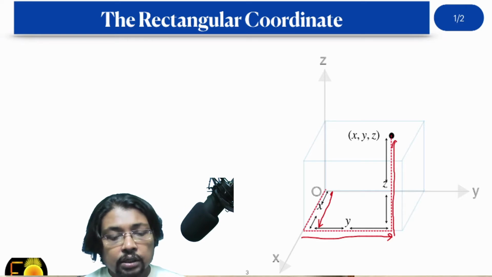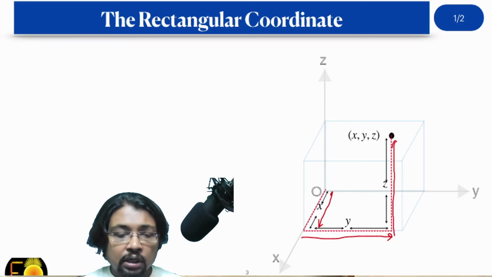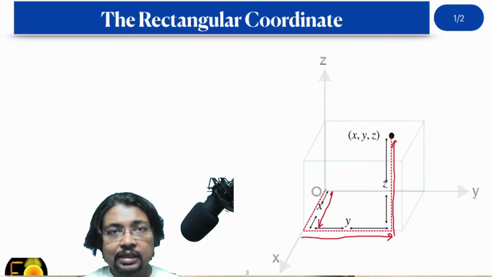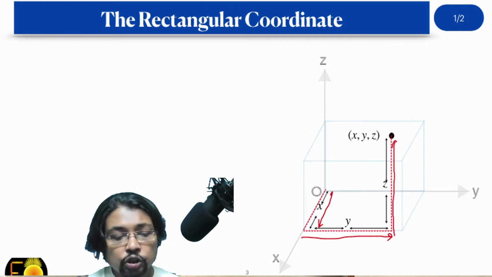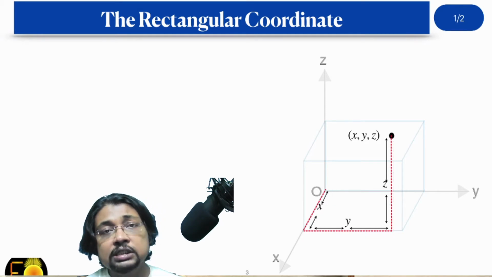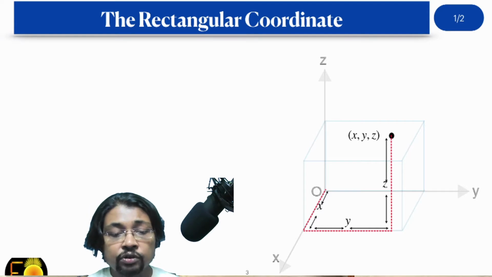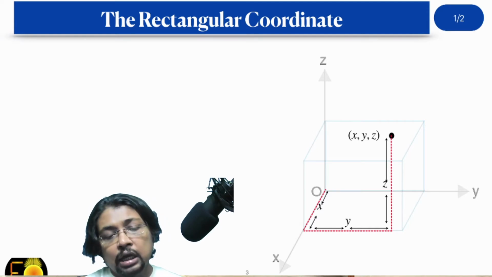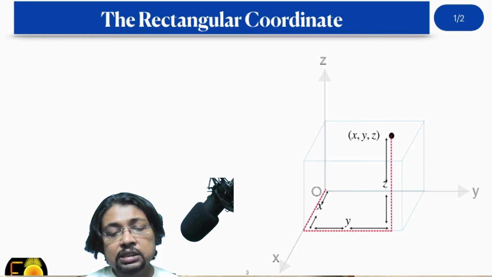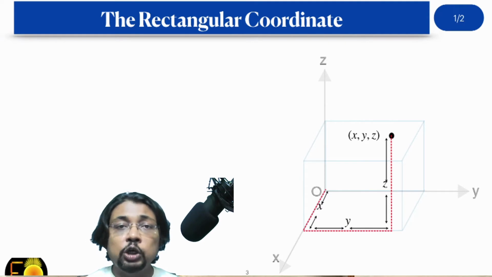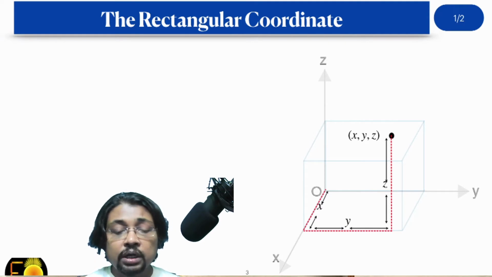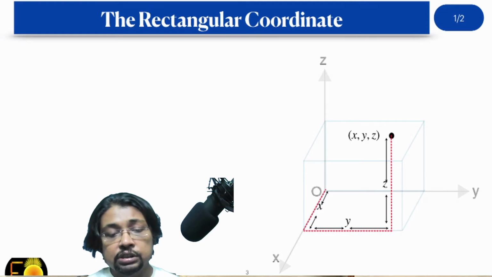Whatever the order of movement, you have to cover the length x, the length y and the length z in order to reach this particular point, and that is why the point is defined as x, y, z. And why is it the rectangular coordinate system? Because this point can be thought of as placed on the surface of a cuboid. In this way it is called the rectangular coordinate system.